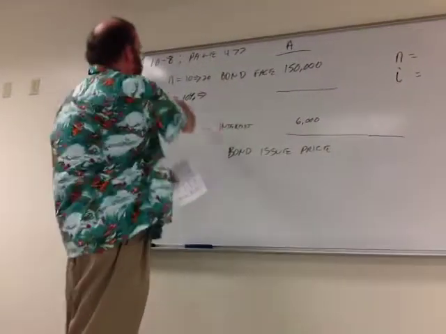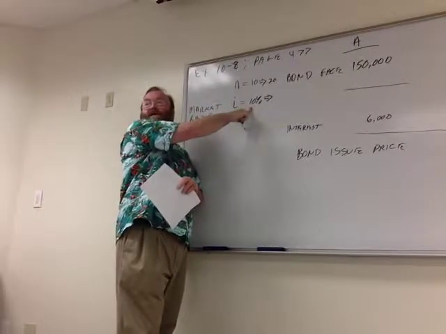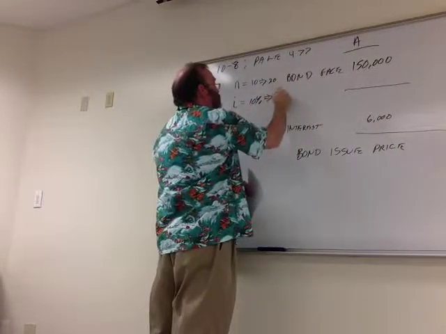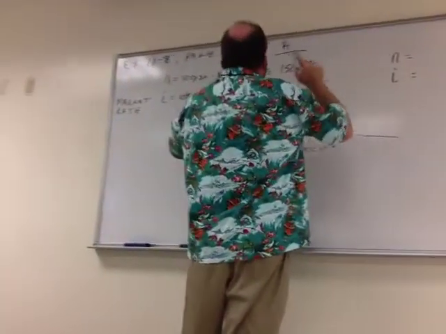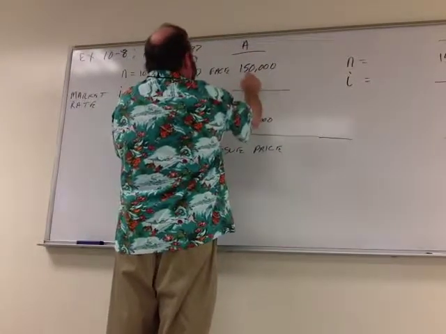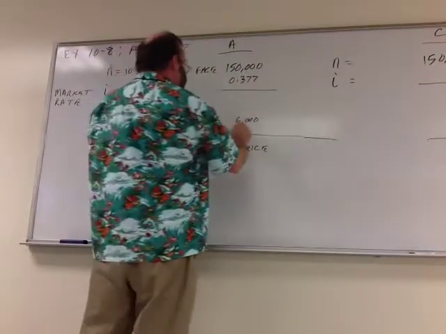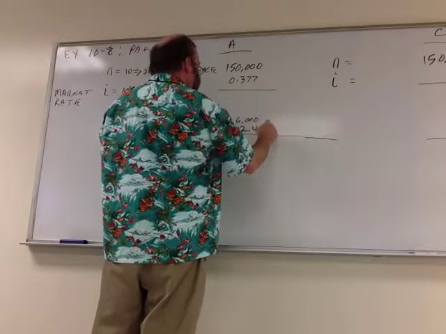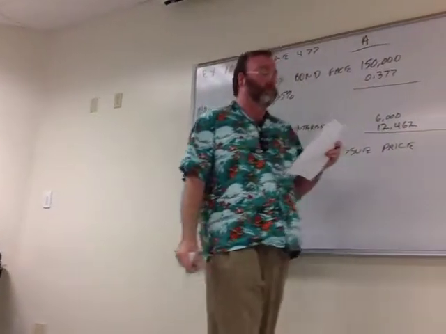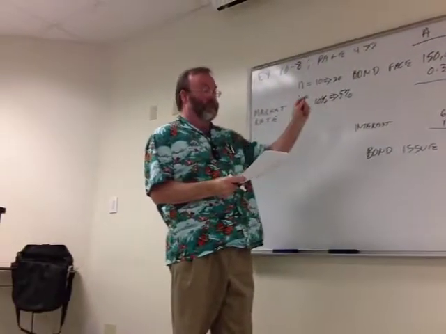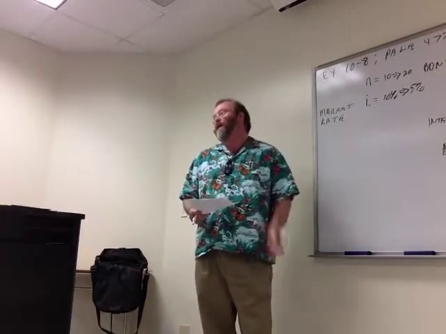So what column are you going to look at if this was a 10% market rate? 5%, exactly. So if you look at the 5% column down to row 20, in table number 1, you will get a factor of 0.377. In table number 2, you'll get 12.462. So you get the 6,000 by multiplying 150,000 times 8%, and then dividing it in half. Yeah, because it's semi-annual.